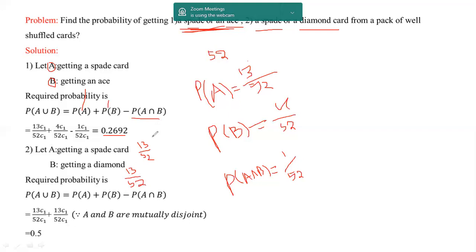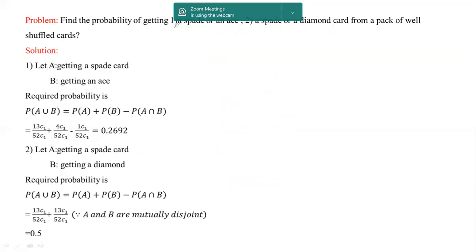And you don't find any common card between these two events, because the spade symbol cards are completely unique compared to diamond. The 13 diamond cards are different from the spade cards. So you don't find any intersection. So the probability of intersection will become 0. So probability of getting spade or diamond is equal to probability of getting spade plus probability of getting diamond using the addition theorem. So the probability is 13 by 52 plus 13 by 52, which is equal to 0.5.